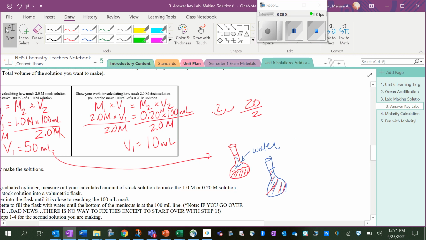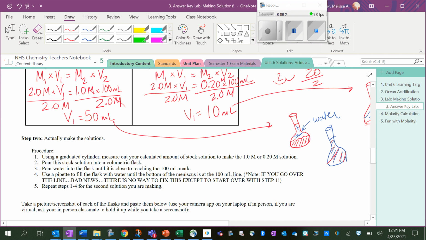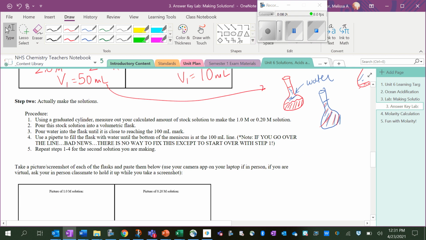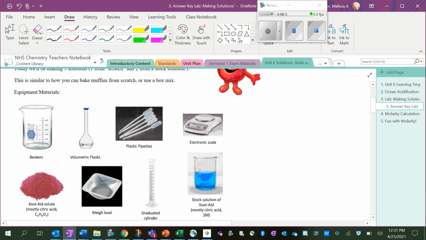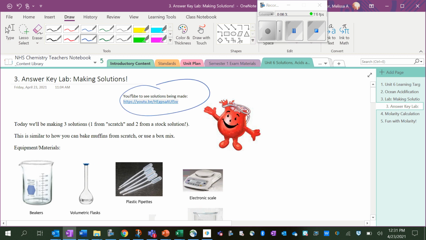And then for this second one here, if the volume is 10 milliliters that you need to add of the stock solution and then fill to the line with water, it's a lot less mixed in there. So it'll be a lot more dilute. And you'll see that when you make it. And if you're virtual only, there's also a video that you can watch of me making those solutions. So there you go. There's the math piece.